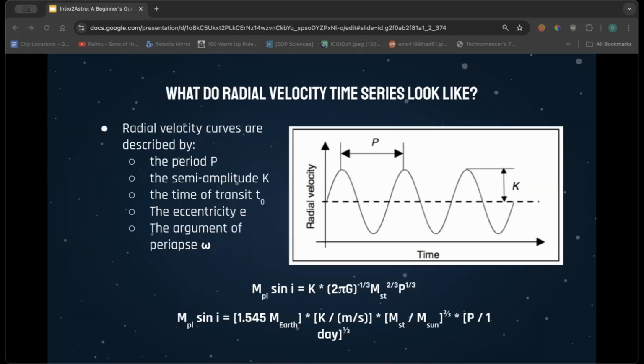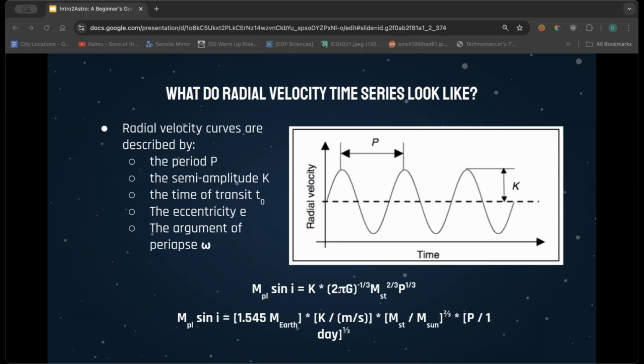So let's see what that looks like. This is a sample graph of the radial velocity of a star over time. For most planets, a radial velocity curve will look really similar to a sinusoidal curve. A plot of the radial velocity over time, a radial velocity graph, is entirely described by just a few different parameters.